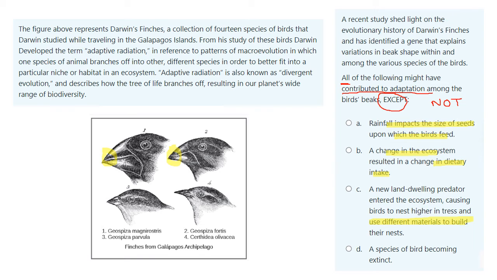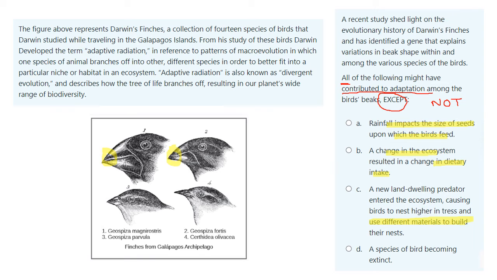So just by looking at the answers, we might think that A and B, a change in the type of food, might mean a change in the type of beak. C, a change in what they need to carry, so maybe a change in the size, the shape, or the strength of the beak. Makes sense. But D, if something is extinct, then there is no more change. So D does not really make sense. But let's look at the passage.